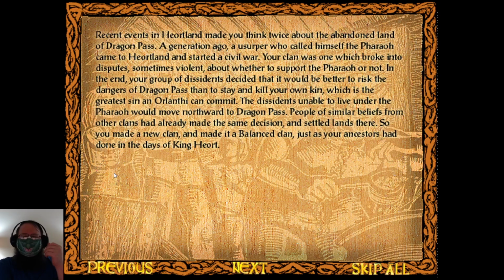The dissidents, unable to live under the Pharaoh, would move northward to Dragon Pass. People with similar beliefs from other clans had already made the same decision and settled lands there. So you made a new clan and made it a balanced clan, just as your ancestors had done in the days of King Hjort.